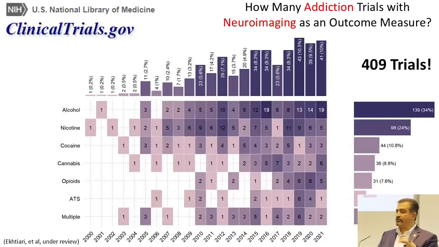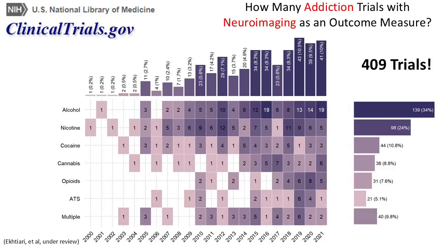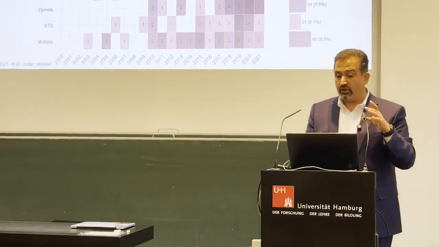409 trials we found in the end of 2022 that have been using neuroimaging as an outcome measure, okay? And you can see here in alcohol, nicotine, cocaine, and the number is increasing over time, as you can see here in terms of the trials that are already registered in clinicaltrials.gov.